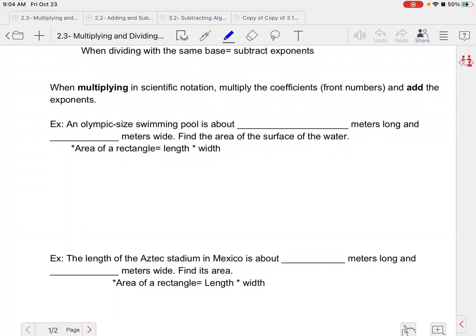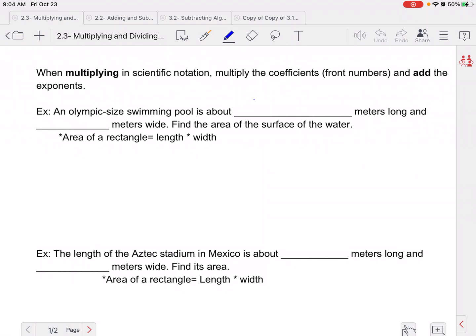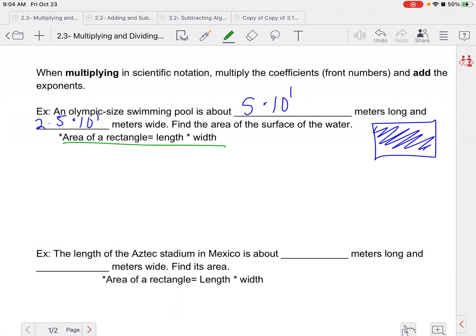So we have an Olympic-sized swimming pool that is about 5 times 10 to the 1 meters long, and it is 2.5 times 10 to the 1 meters wide. Find the area of the surface of the water. So we have a pool, and we have our length and width, and we want to find the area. That means we need to do length times width to find that area. So that's your reminder here: length times width.